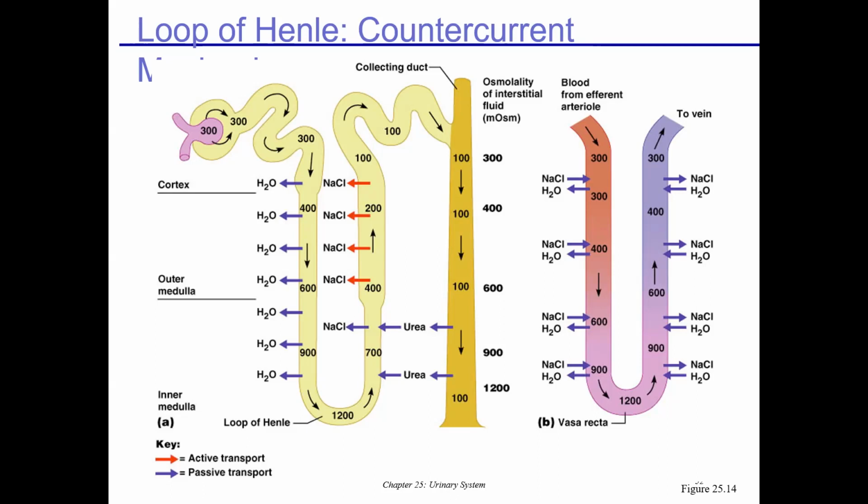So what do you need to remember from all this? 300 milliosmoles is the normal osmolarity or osmotic concentration of plasma. At the bottom of the loop of Henle, we've sucked so much water out that it's 1200 milliosmoles, super concentrated. At the top of the collecting duct, where we've pulled so much salt out, we're only 100 milliosmoles. If we don't do anything else, we have a dilute urine. This is what happens without antidiuretic hormone. If you inhibit antidiuretic hormone, your urine's going to be 100 milliosmoles.